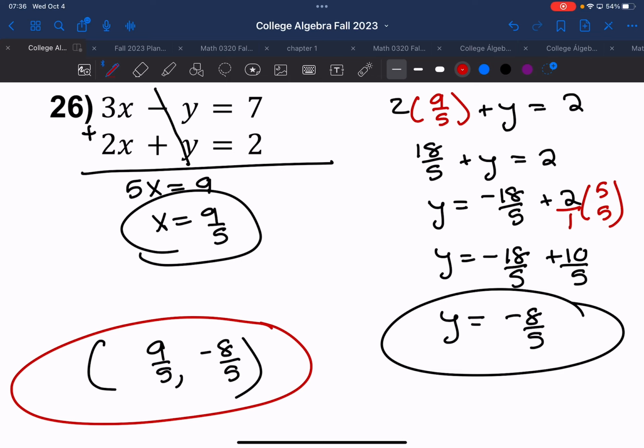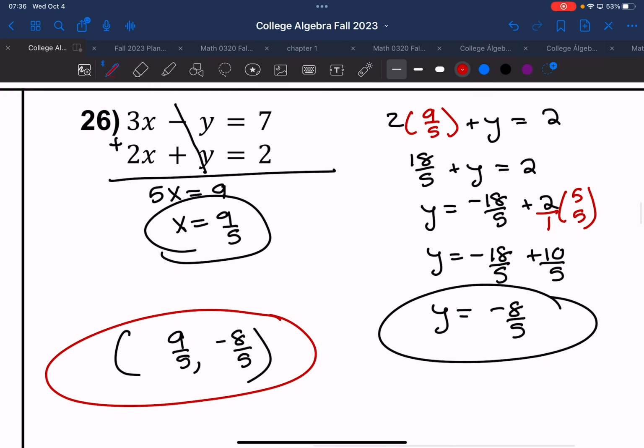So on these type of problems, I think the hardest part is just going to be the fractions. Okay, any questions so far?